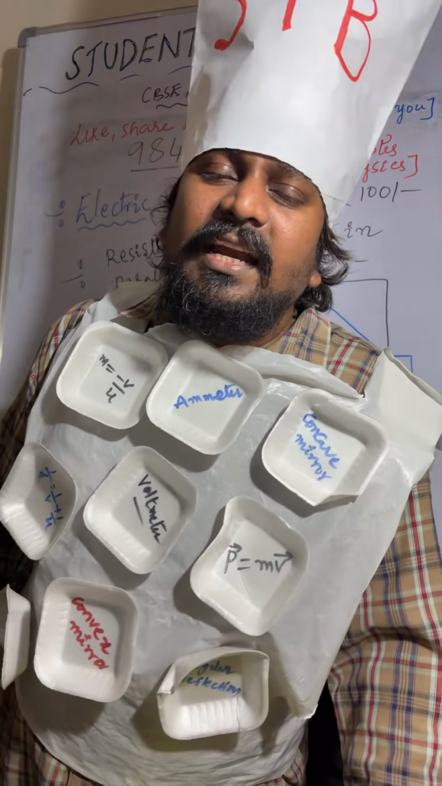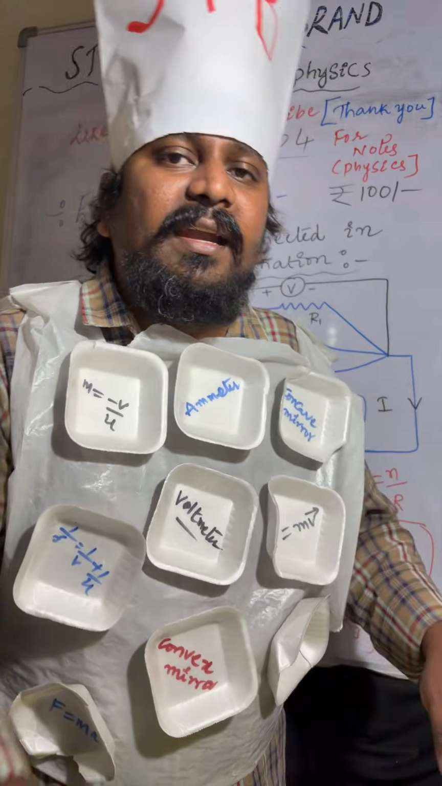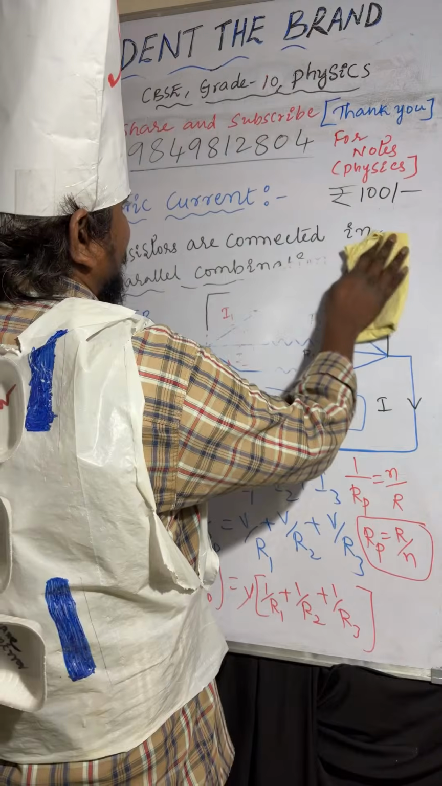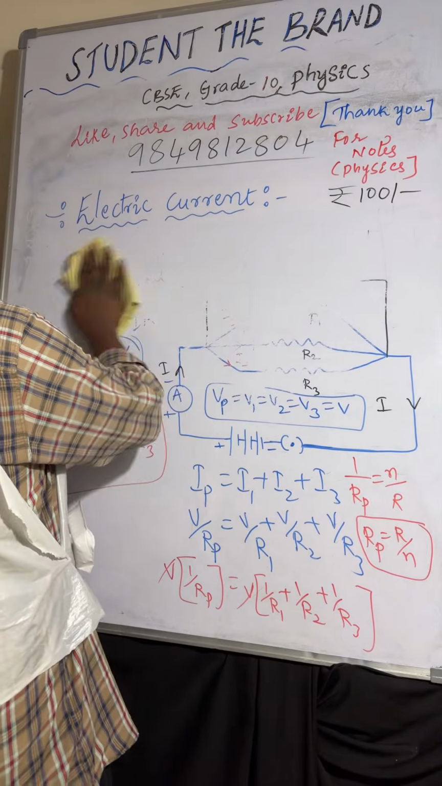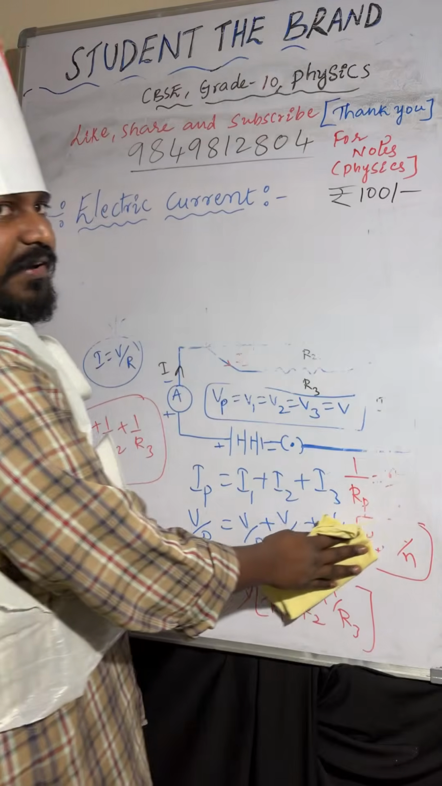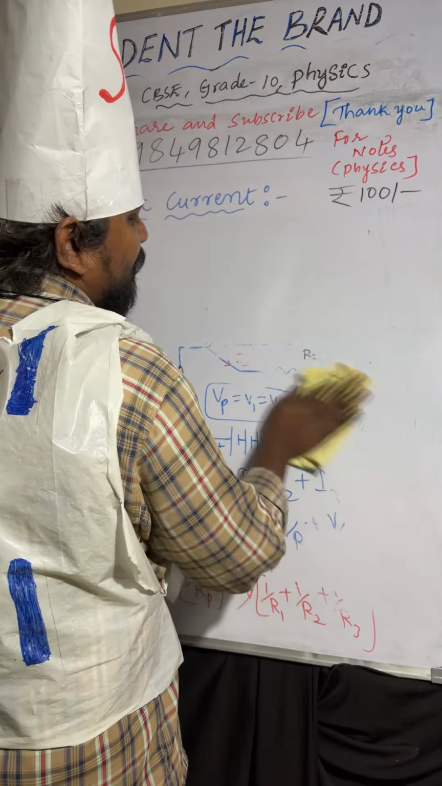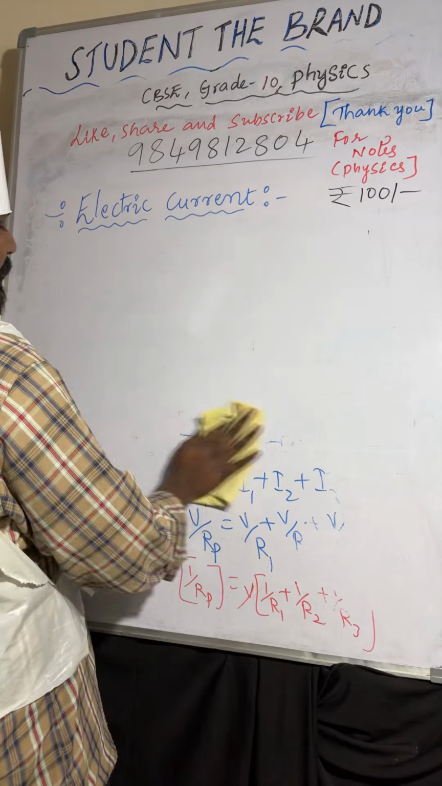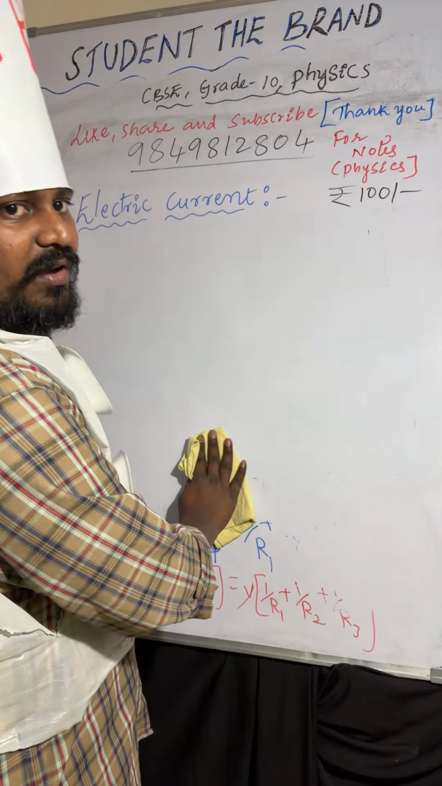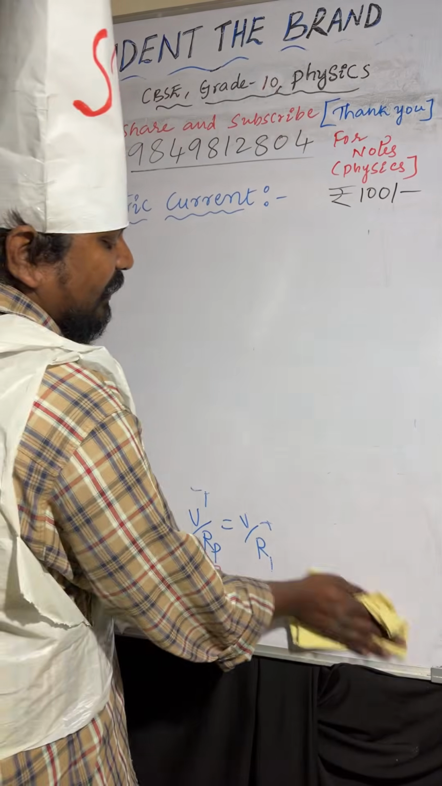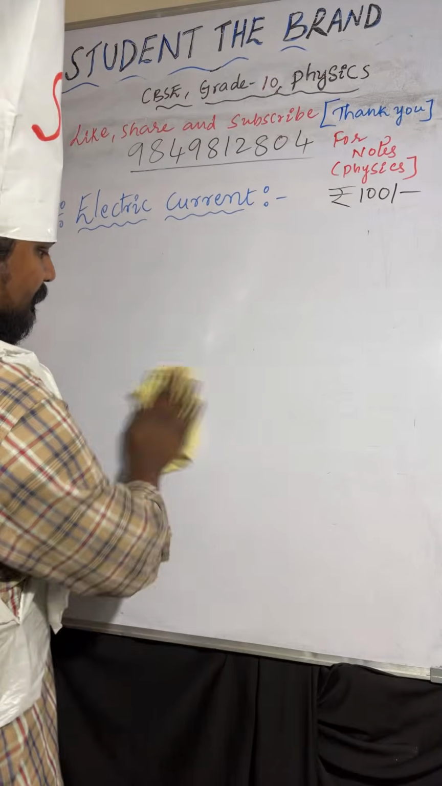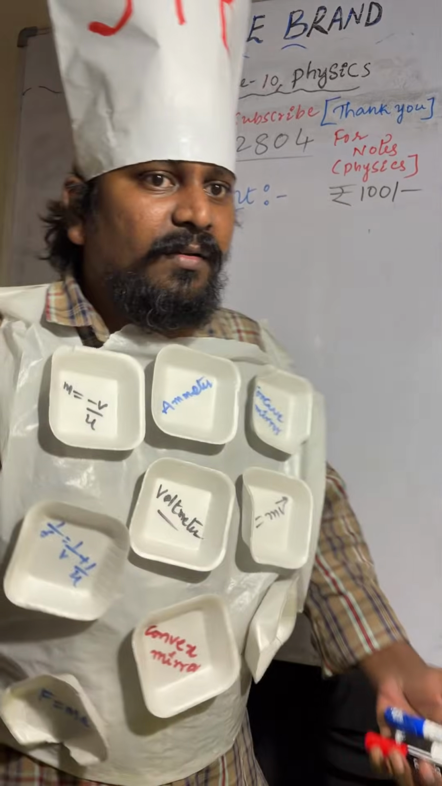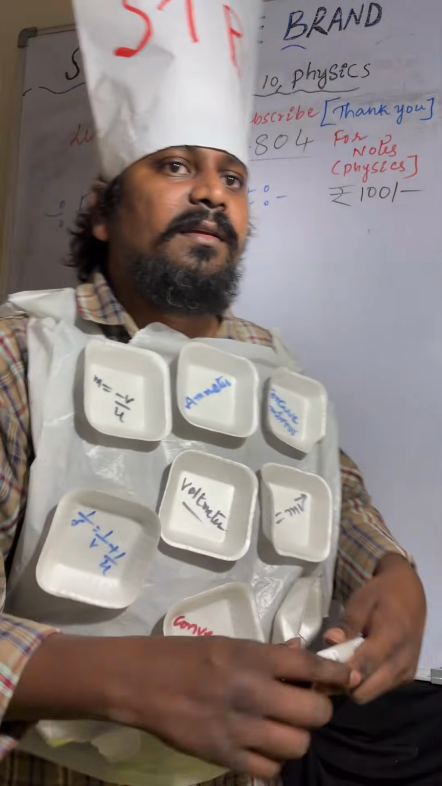Now we will discuss about heating effect of electric current. The source of energy continuously gets dissipated entirely in the form of heat is called heating effect of electric current. Okay, so V is directly proportional to I.